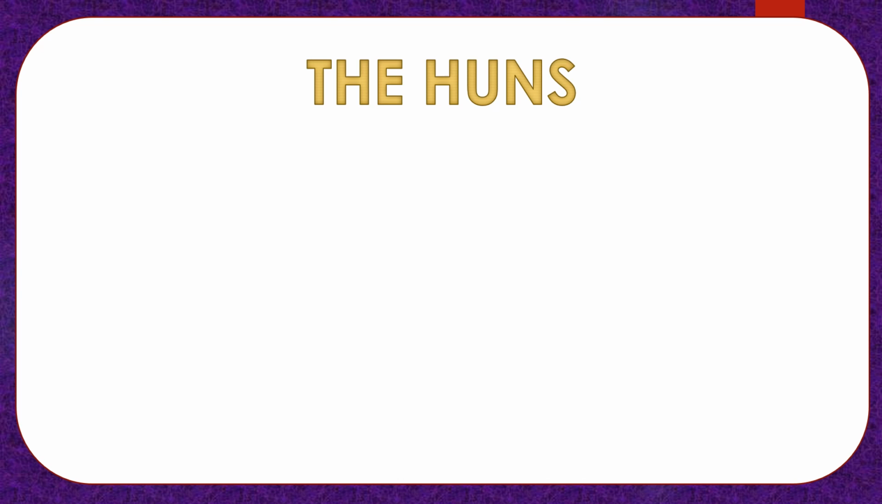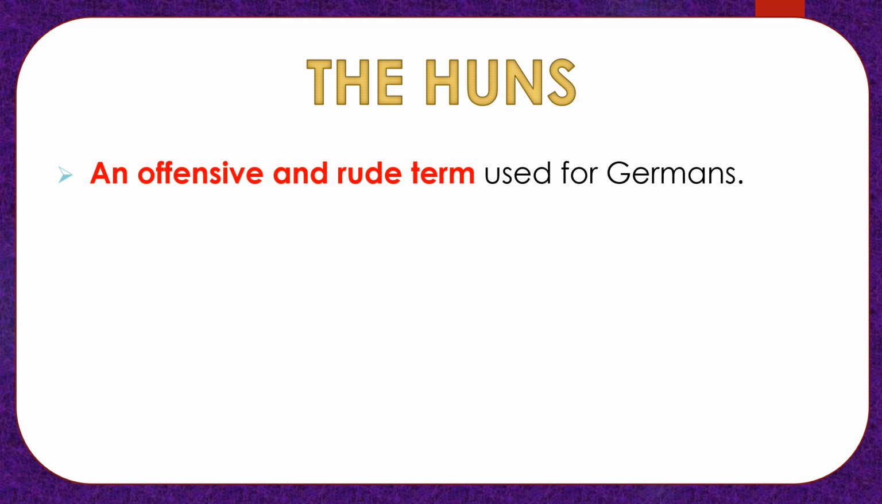Now that we understand the prejudice and discrimination towards the Schermers, let us look at this term, the Huns. This term is very important in this novel. Why? We will see. So, what is the Huns? In this novel, the Huns refers to an offensive and rude term used for Germans, right? So this is used to insult, untuk menghina.